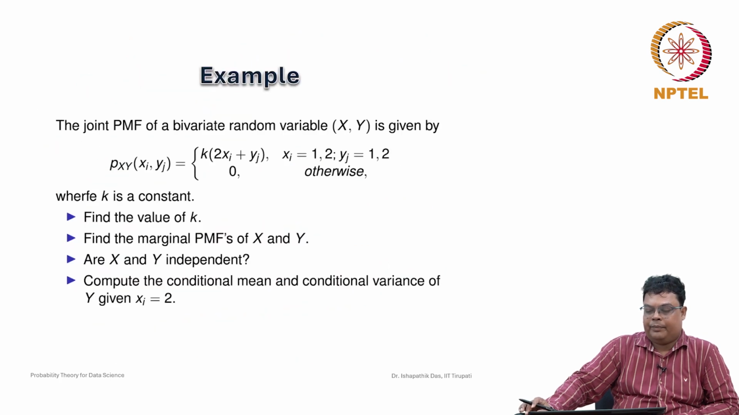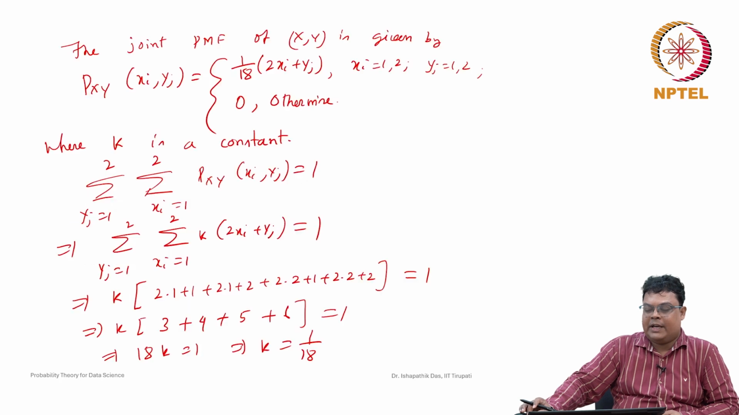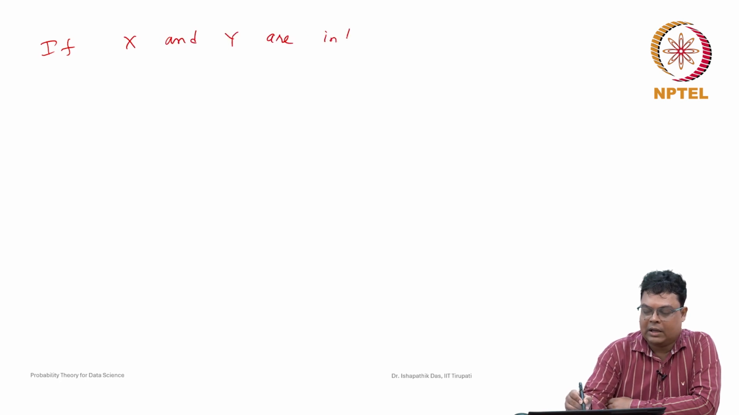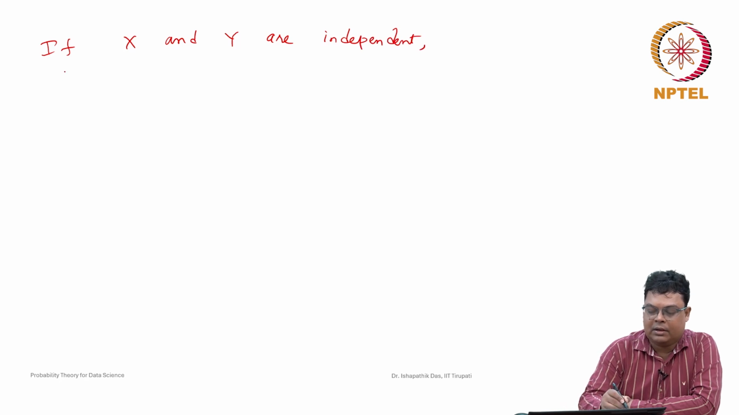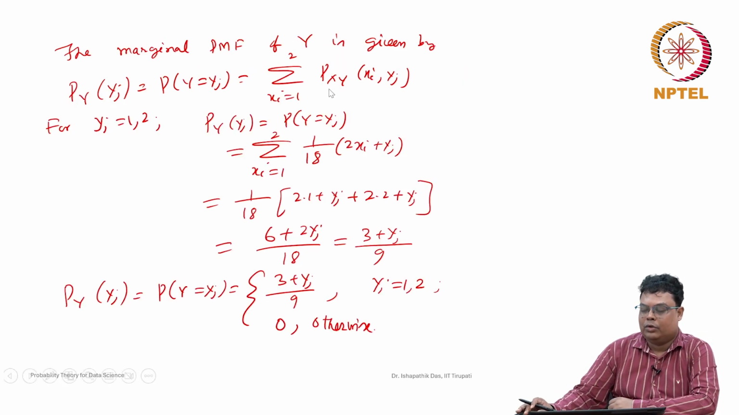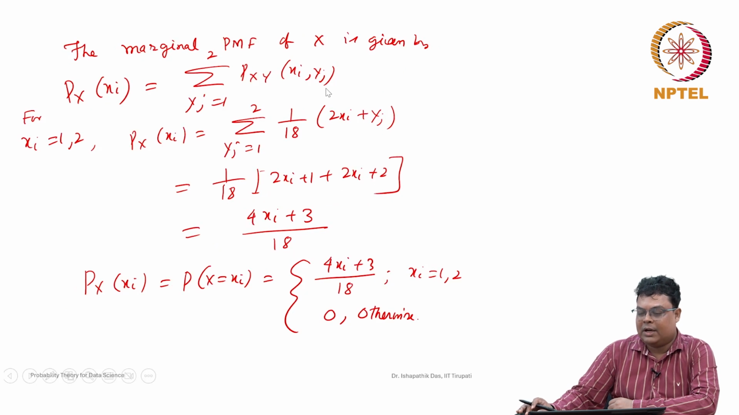Now, are X and Y independent? If X and Y are independent, then pxy of xi, yj should be equal to px of xi into py of yj, for all xi and yj values. It should be true.